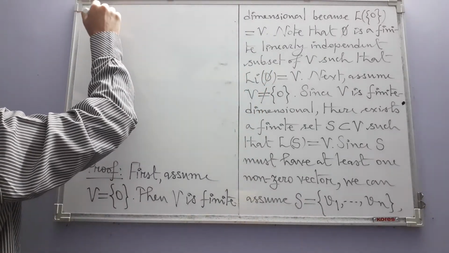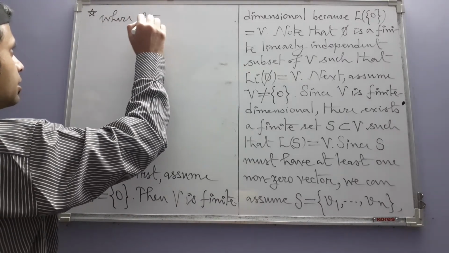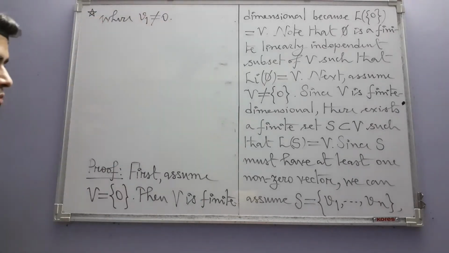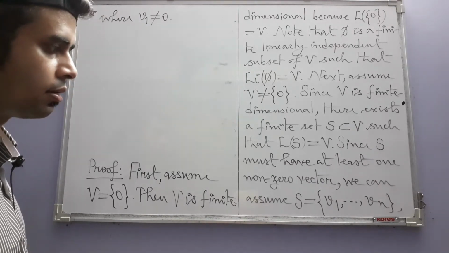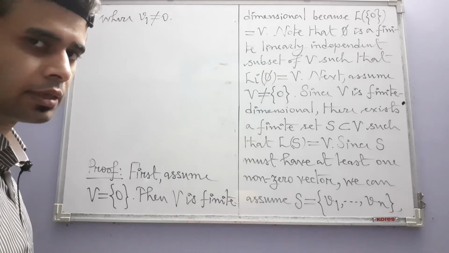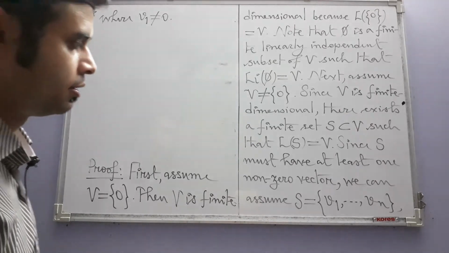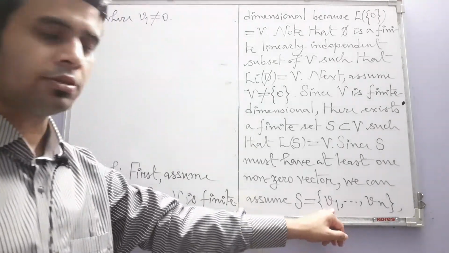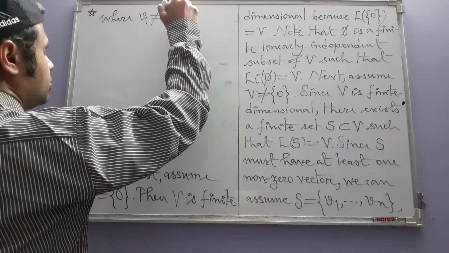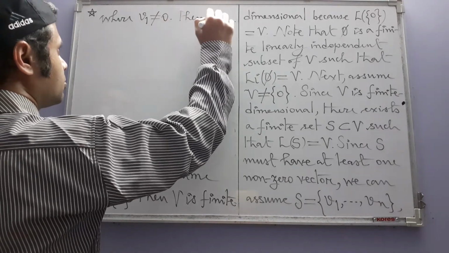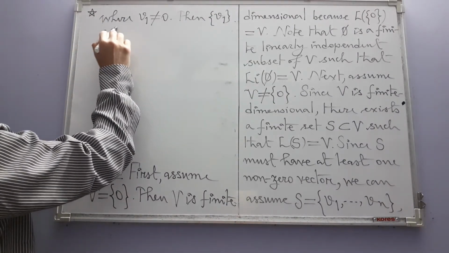Where v1 is non-zero. So there will be at least one non-zero vector in S. How many elements S has, we don't know. S is non-empty, so at least one vector is there and at least one non-zero vector is there. So in this way of writing the set, we have chosen to put that non-zero vector first, phi1 say. Then the singleton set consisting of phi1 is linearly independent.